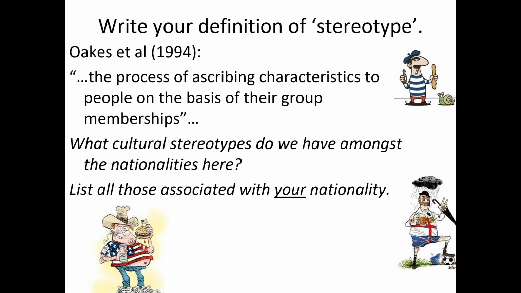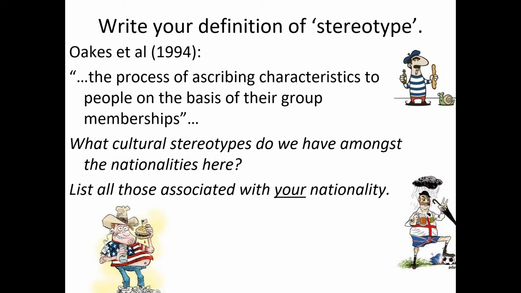We've got the British person here. It always rains in England. We drink warm beer. We're mad about football. Americans are overweight, eat burgers, they're all cowboy types, drink a lot of beer. So these are not deep, in-depth views of nationalities. They are essentially surface-based and based on a few possible characteristics that maybe more than a couple of people share in that nationality.